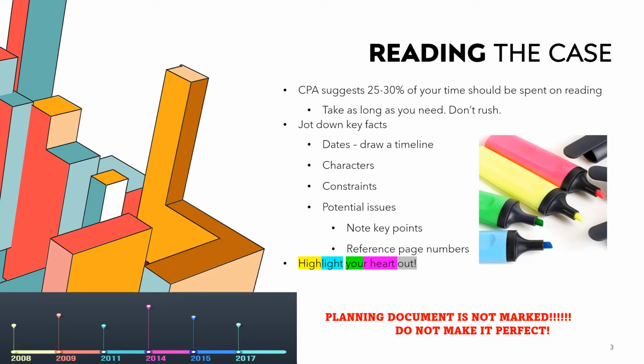My last tip, which I believe is the best tip, is use highlighters, right? Highlight your heart out. I bring all the highlighters I have, all the different colors I have, and I would just highlight everything. All the users I would highlight as one color. All the dates I would highlight one color. All the issues I would highlight as one color.